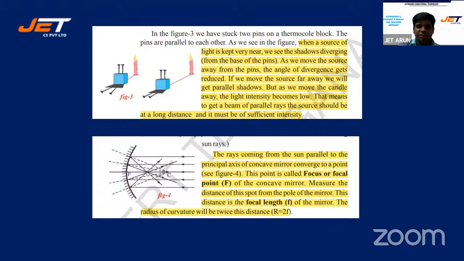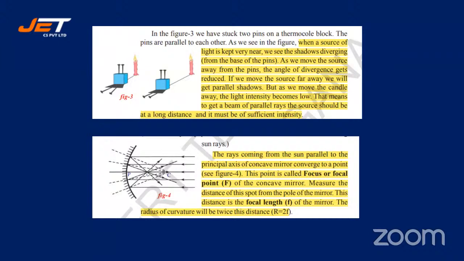All right. Now let's look at the concave mirror, students. In concave mirror, when the rays are parallel, after reflecting from the mirror, they converge to the focal point F. Now this distance from the pole to F, the focal point, is called focal length of the mirror. And what we observe from geometry is radius of curvature will be twice that of focal length. So R is equal to 2F.